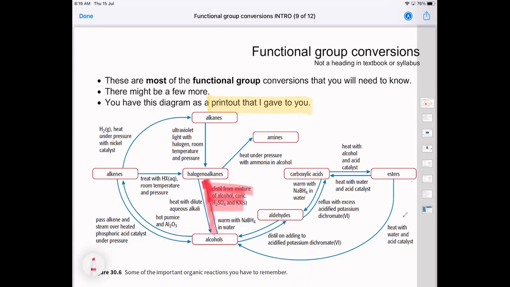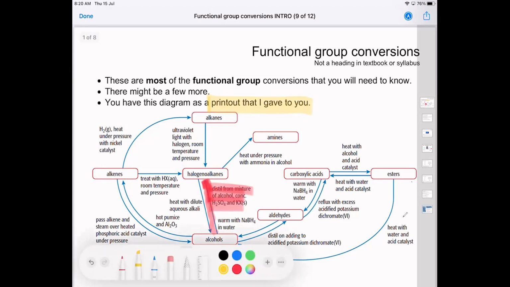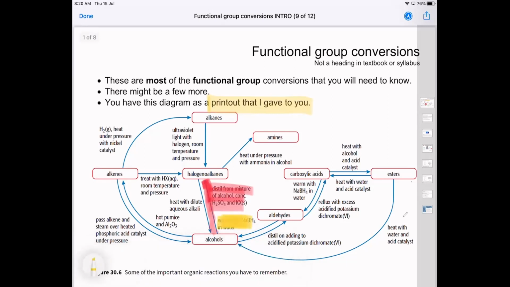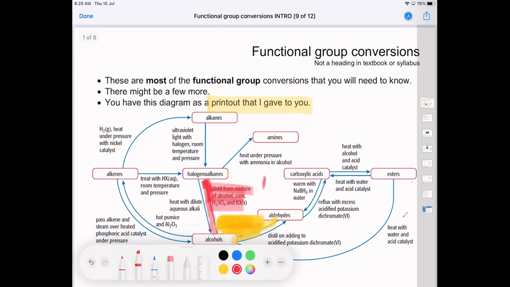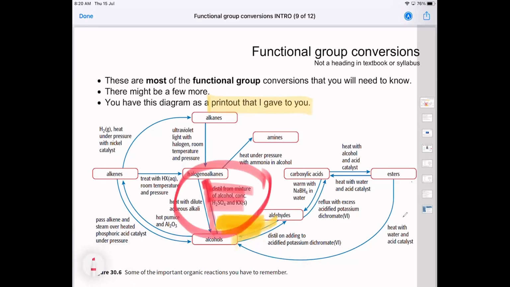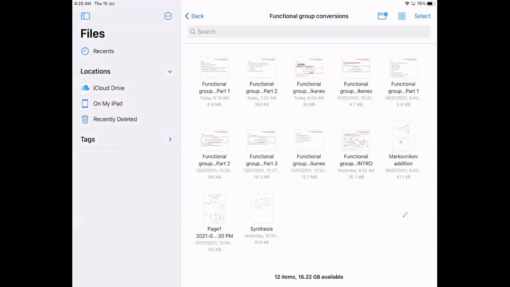Cool. This warm with NaBH and Br, this over here is actually for this conversion over here. So just ignore that. That's not the conversion we're looking at. Cool. So the conversion we're looking at is this one. Distilled from a mixture of alcohol, concentrated sulfuric acid, and the potassium or the sodium salt. Cool, so that's another one ticked off our list that we're done with.